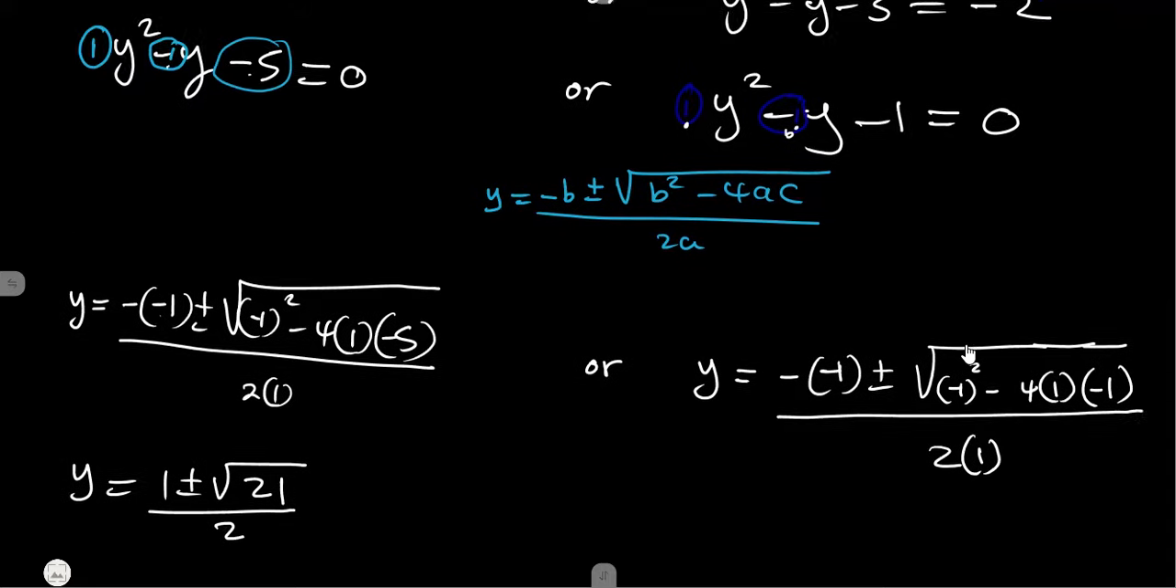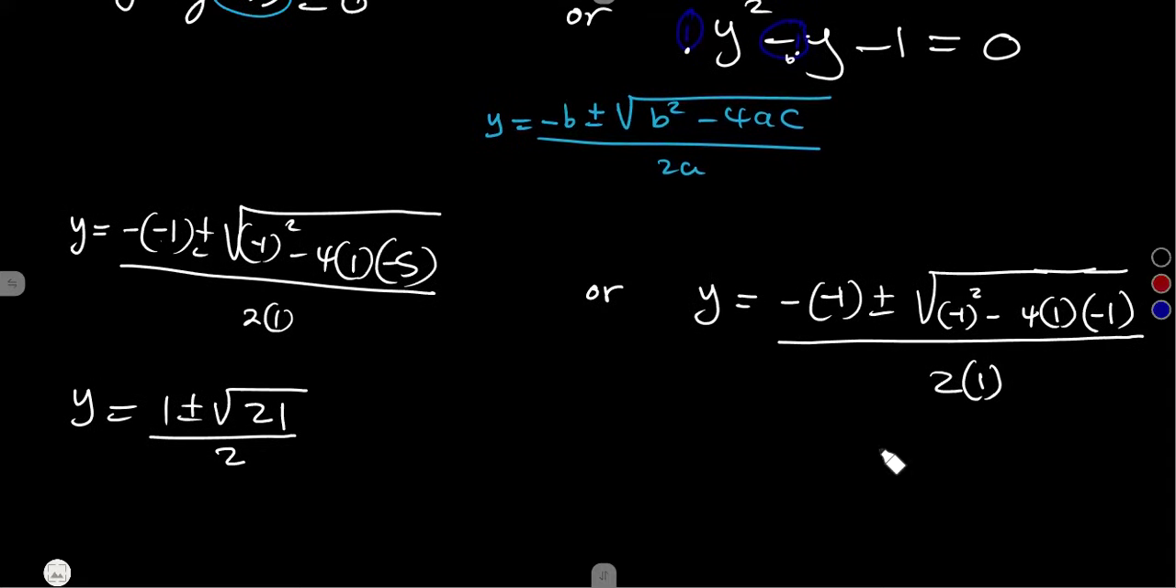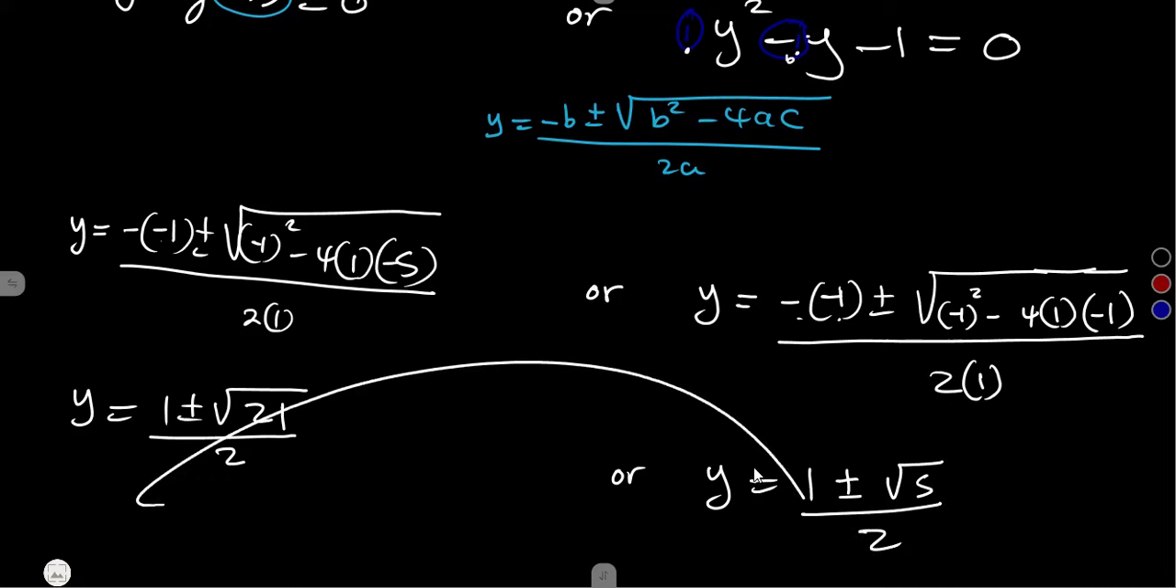Just like the previous case, you simply evaluate: negative, negative, a positive, plus or minus. You simplify what is under the square root. Just like the previous case, you're going to obtain a 5 there. Everything over 2 times 1, which is 2. So those are the possible values of y that we have, in surd form.